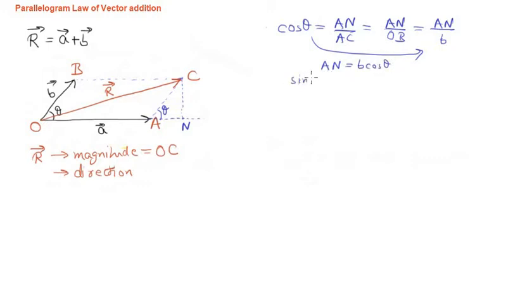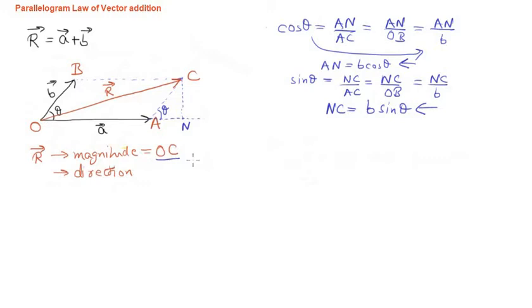Similarly, sin theta in the triangle ANC will be NC by AC, which is NC by OB, and which is simply B. So NC can be written as B sin theta after cross multiplying. So we now have the values B cos theta and B sin theta for these two lengths.